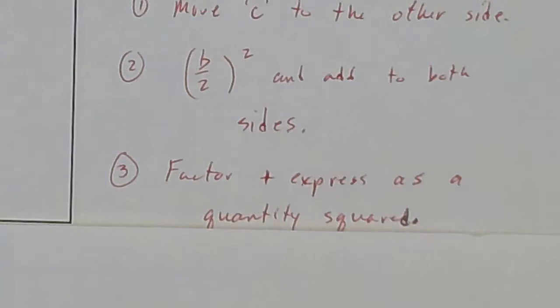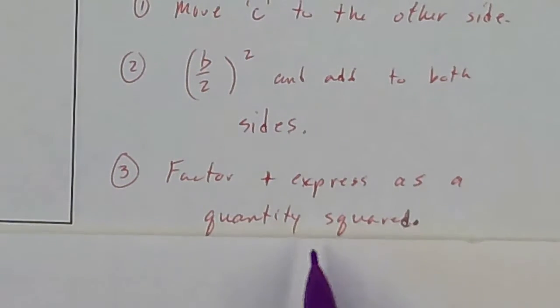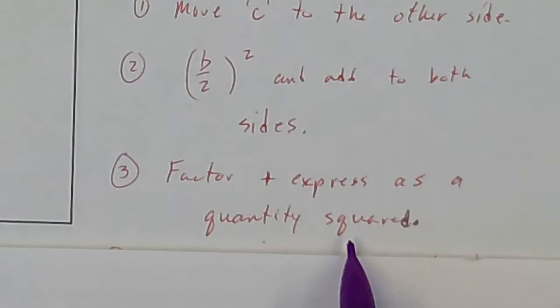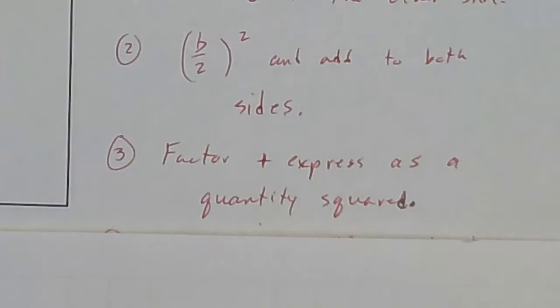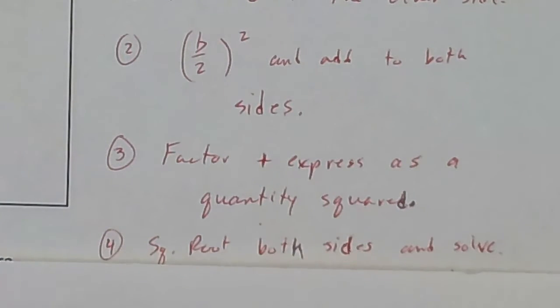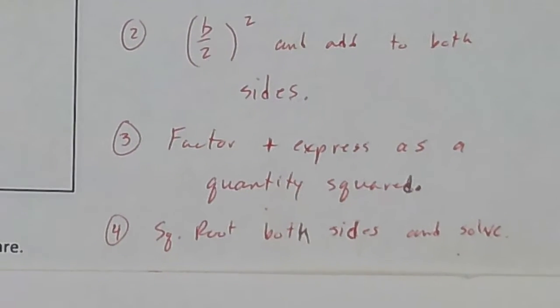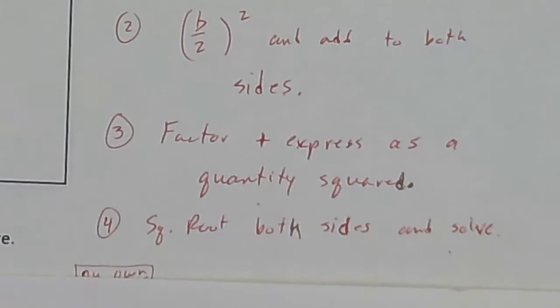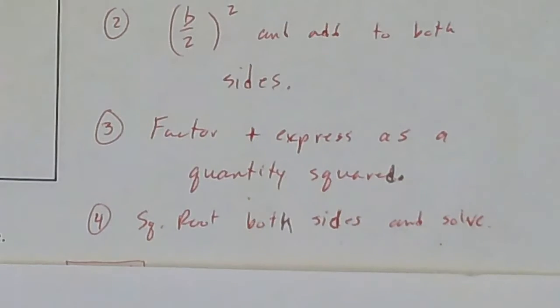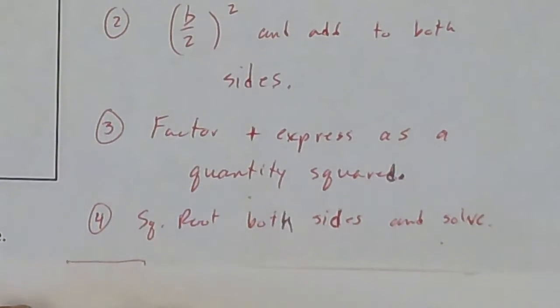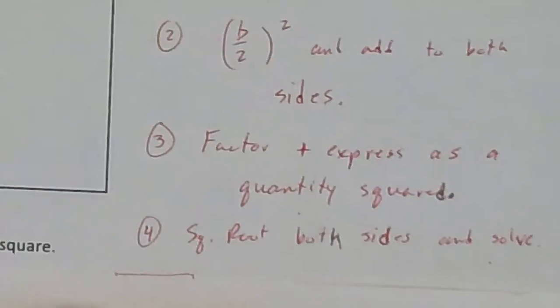Step 3 says factor and express as a quantity squared. And once we're to that step, it lends itself very well to finishing it with the square root method. Square root both sides and solve the problem. Okay, go ahead and pause it to give you time to write that down. All right, I'll walk you right through these steps now on example 1.